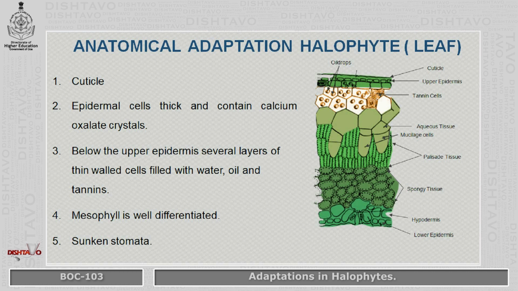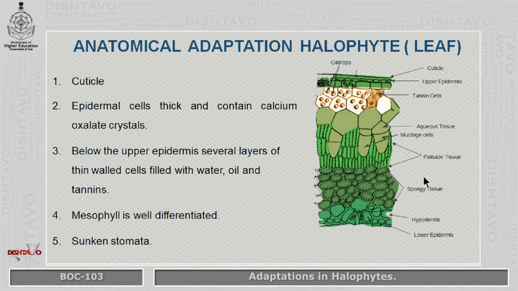Moving on to the anatomical adaptations in leaf. The leaf consists of a cuticle region, which is a waxy layer which makes the leaf appear glassy or leathery in nature. It protects the plant from fungal and pathogen attack. The epidermal cells consist of calcium oxalate crystals. These crystals provide a defense mechanism to the plant. This defense is against the herbivores. Below the upper epidermis, there are several layers of thin-walled cells which consist of water, oil and tannins. Tannins have an anti-nutritional effect on the herbivores.